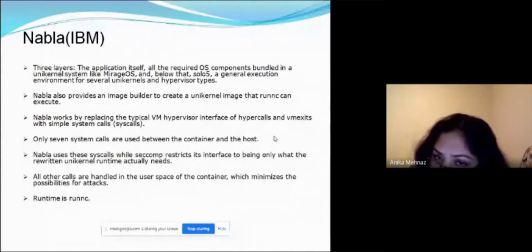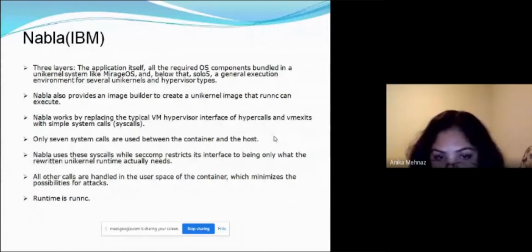Nabla also provides an image builder to create a unikernel image that runnc can execute. Runnc is the runtime of Nabla. Nabla also works by replacing the typical virtual machine hypervisor interface of hypercalls and VM exits with simple system calls. And only 7 system calls are used between the container and the host.